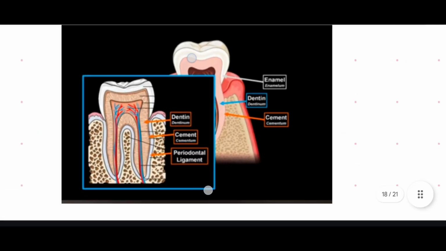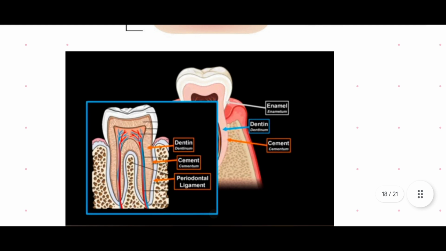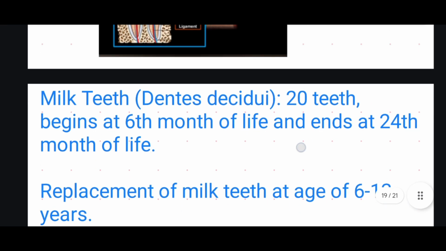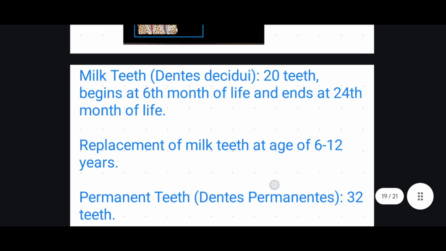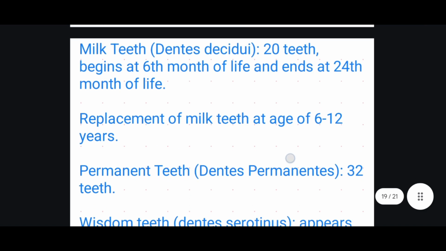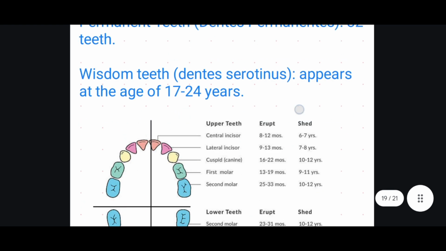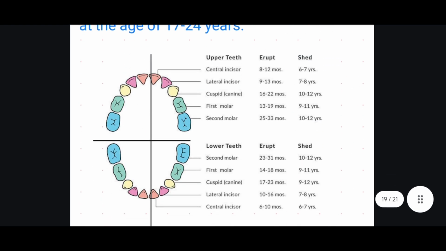This is a more clear image which you can see and know about it. Now, throughout our lives, we have two different sets of teeth. The first set of teeth are called the milk teeth, and there are 20 milk teeth. Usually they begin to show up around 6 months of life, and by the time we are approximately 24 months old, we should have a full set of milk teeth.